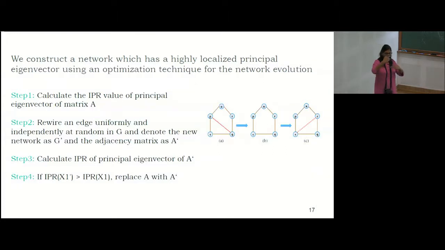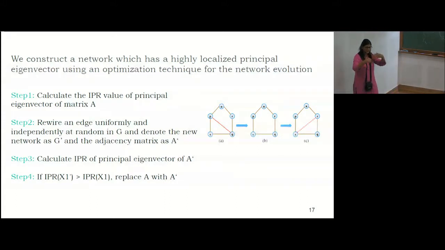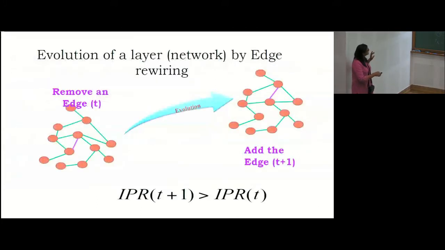So we keep on doing the rewiring, and of course there are some methods, like simulated annealing, where we have to give some temperature and, in the beginning, some noise, so that we don't go into local minima. Those things are there, but I am not going into the details of the optimization process. This is the scheme. We keep on rewiring such that our network gets improved, and we keep getting more localization of the principal vector. A very simple method.